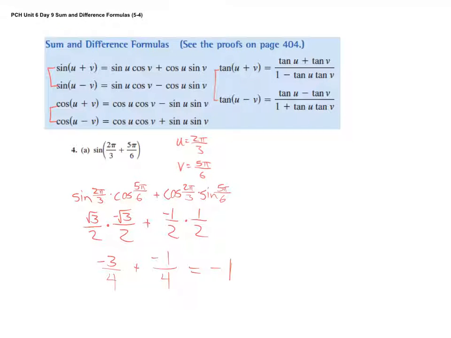Isn't that what we said it was supposed to be? Yeah, because the angles add up to 3 pi over 2 and the sine of 3 pi over 2 is negative 1. Mind blowing. Okay? So it works.